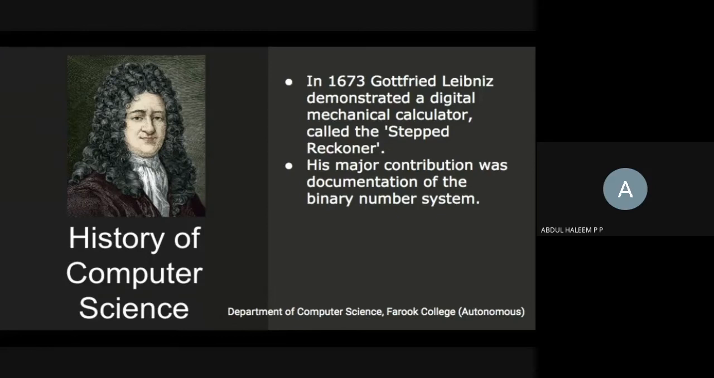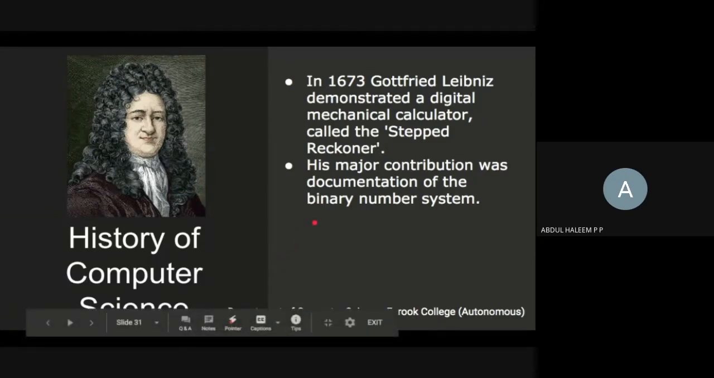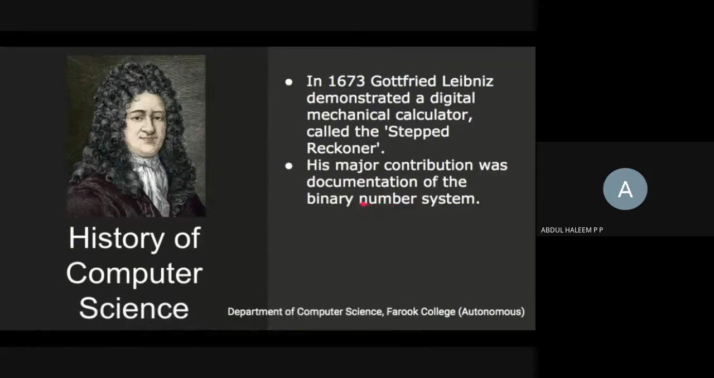People didn't have even an electronic device during those times, but the documentation done in the 16th century is the base of this mighty system called computer science.